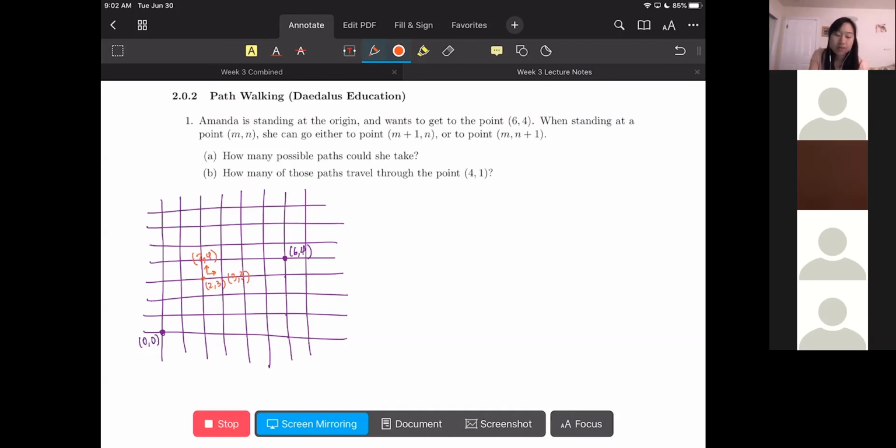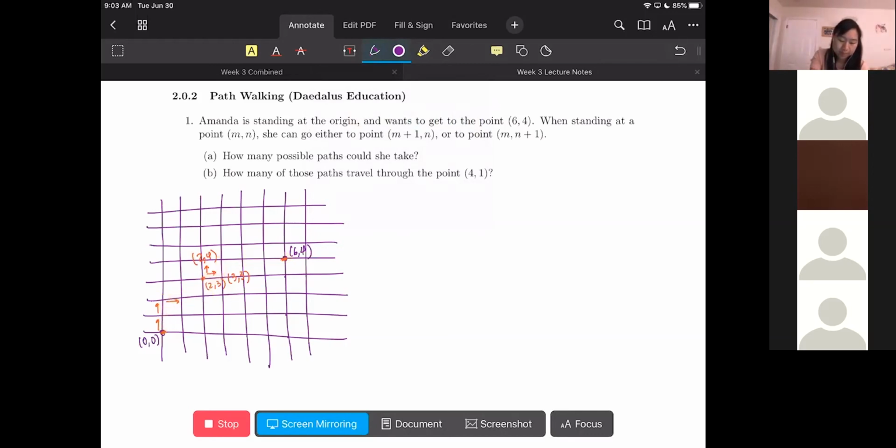So now this is a path counting problem where basically Amanda needs to get from this point, the origin, to this point. She can only go up and right, and we want to count the total number of ways she can take a path there. So for example, this would be a path. So given what we just learned, anyone have ideas on the first part of the problem, which is how many possible paths could she take?